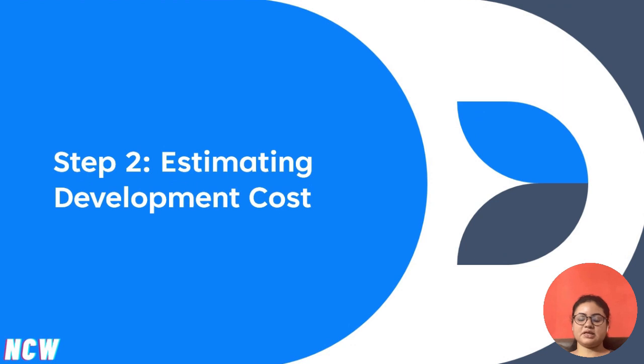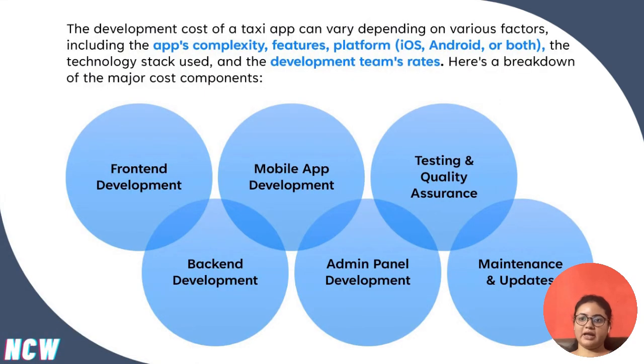The next important step is estimating the cost before you start your development process. The development cost of a taxi app can vary depending on various factors, including app complexity, features, platform, etc. Here is a breakdown of the major cost components while you are developing your app: front-end, back-end development, mobile app development, admin panel development, testing and quality assurance, maintenance, and updates. To effectively manage your cost while developing your MVP, we suggest you use the MoSCoW method.